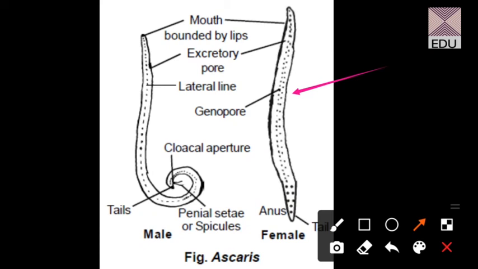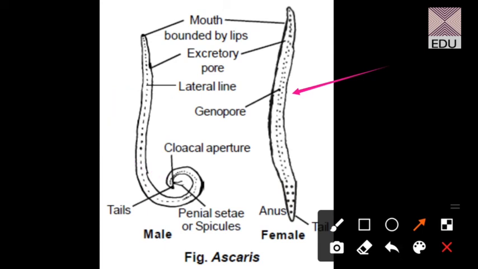It is very close to the center of the body, but it is not exactly in the center, it is somewhat towards the mouth. So this is the gonopore. But in case of male, there is no gonopore as such. So this is a difference. Males lack a gonopore, and females have the gonopore near the center. Now, the question is where is the gonopore of the male? Actually, the gonopore is opening at the cloacal aperture. So that's why the male does not have a separate gonopore.